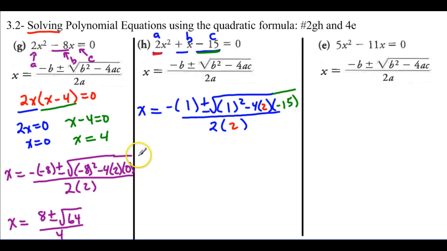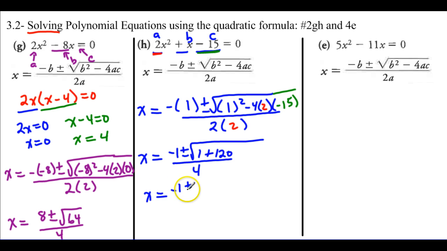And now from here it's pretty much mental math or calculator work, depending on how tough the numbers are. I see a negative 1 plus or minus, and here I have 1. Over here this is 8 times 15. 8 times 15 is 120. So I have 1 plus 120. And over 4. Oh yeah. Negative 1 plus or minus. This is the square root of 121, which is 11.